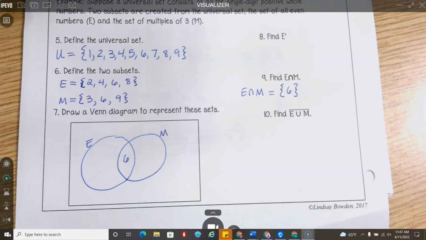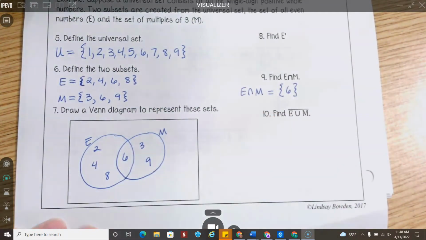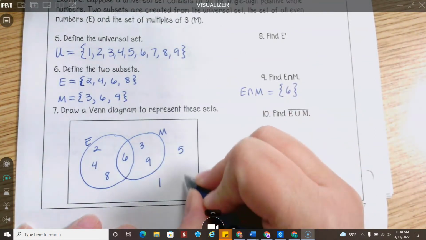So then I can go ahead and fill in the rest of circle E and the rest of circle M. So go ahead and do that. And so we've got 2, 4, and 8 over here, and 3 and 9 over here. And are there any members of the universal set that are not in those circles? That's a yes. There are. 1 is not in those circles. What else? 5, and what else? 7.